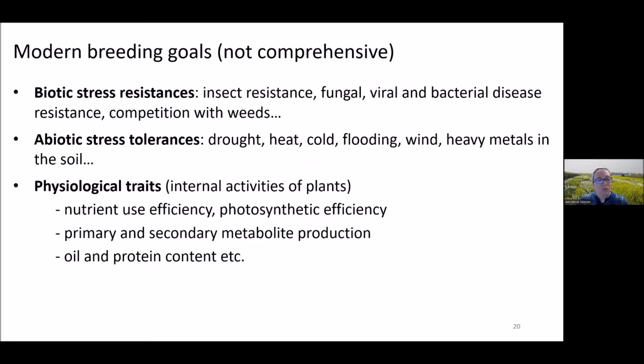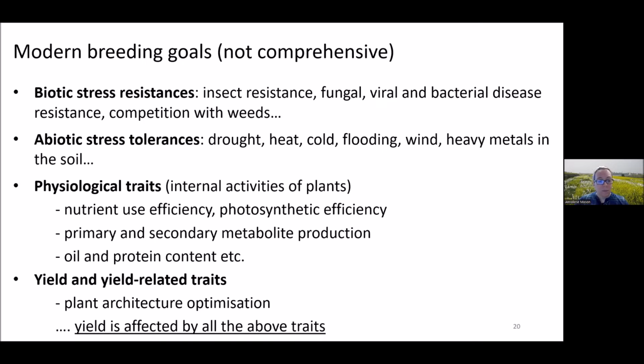We would potentially also like to select for physiological traits, which we're interested in. Physiological traits are the internal activities of plants. So this is nutrient use efficiency, photosynthetic efficiency, primary and secondary metabolite production, and oil and protein content, this kind of thing. And of course, yield and yield-related traits are always very important. That can include things like plant architecture optimization, but yield is of course affected by all of the above traits.